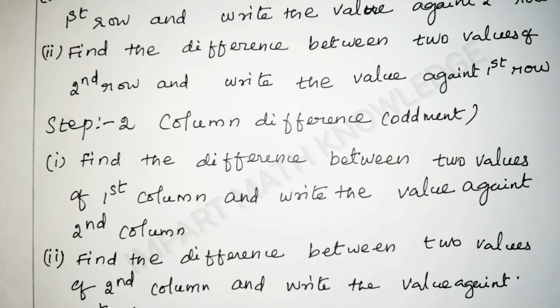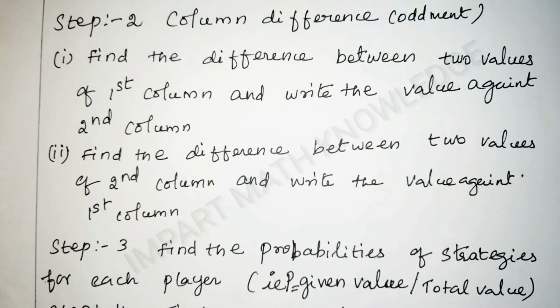For that, you take the difference between two values in the first column and write the value against the second column. Similarly, take the difference between two values of the second column and write the value against the first column. While taking difference between two values, remember that always you take the difference between the highest value minus lowest.